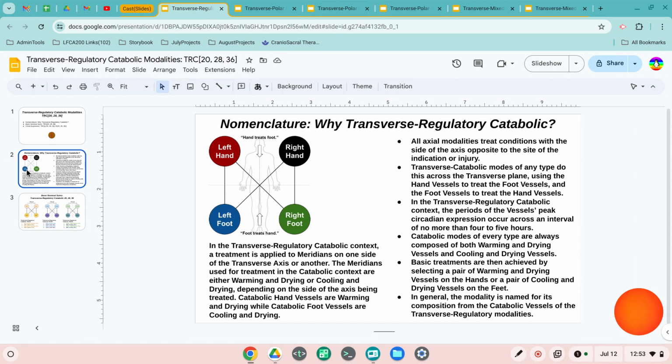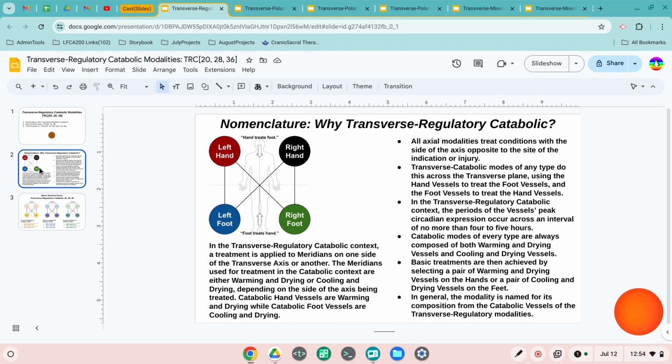For the purpose of reinforcing the academic values provided, a reading of the description behind the motives for the nomenclature will be provided here. The caption for the diagram found on the lower left-hand side reads as follows. In the transverse regulatory catabolic context, a treatment is applied to meridians on one side of the transverse axis or another. The meridians used for treatment in the catabolic context are either warming and drying or cooling and drying, depending upon the side of the axis being treated. Catabolic hand vessels are warming and drying, while catabolic foot vessels are cooling and drying.